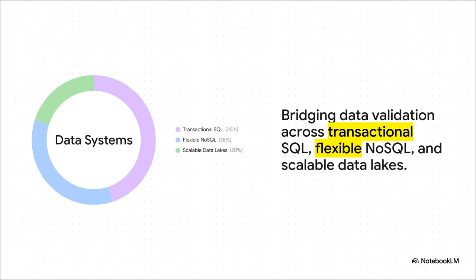And of course, beneath all of that logic is the data itself. A single app might be pulling information from a structured SQL database for transactions, a super flexible NoSQL database for user profiles, and maybe a massive data lake for analytics. We have to make sure that data is consistent and correct everywhere it lives, because at the end of the day, an app is only as reliable as its data.